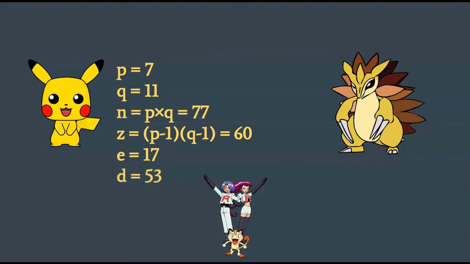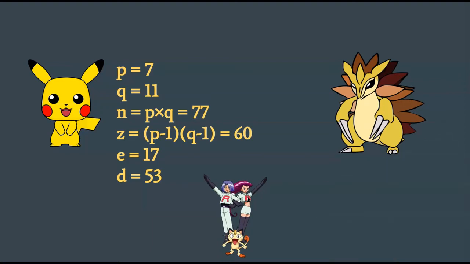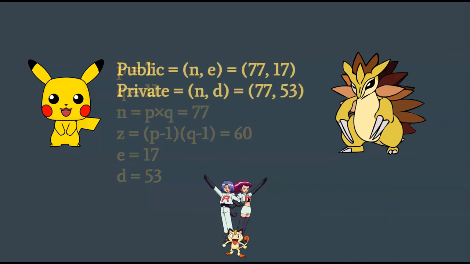Next, we choose a number d. We need to pick d such that e times d minus 1 is divisible by 60. Let's pick the number 53. Because 53 times 17 is 901, minus 1 is 900, and 900 divided by 60 is 15. So we know that d is good. Now that we have all of that, our public key would be a combination of n and e, which is 77 and 17. The private key is n and d, or 77 and 53.